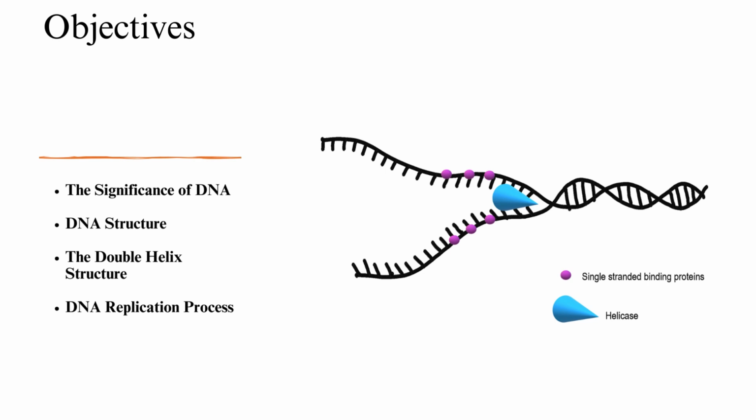Number three, we have the double helix structure. Here we will discuss how the two strands of DNA wind around each other to form the double helix. Number four, DNA replication process. I will introduce the importance of DNA replication for cell division and genetic continuity.